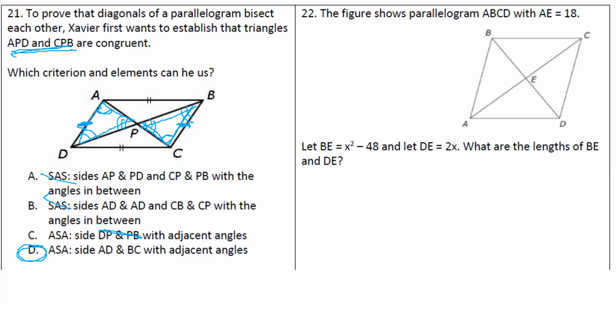On 22, the figure shows parallelogram ABCD with AE is 18. Now they give us that AE is 18, but that's actually not information that we need to know on this one. We do need to know it's a parallelogram.